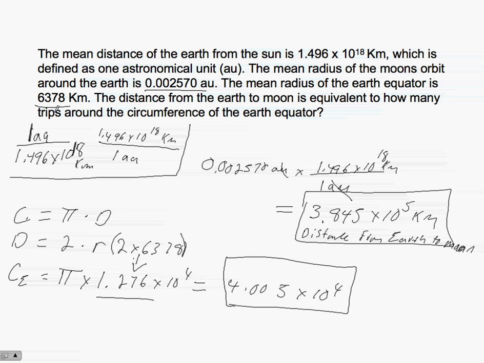So having done all that, the only thing that we have to do now is answer the last part of the question. It says the distance from the Earth to the Moon is equivalent to how many trips around the circumference of the Earth. So we know the circumference of the Earth, which is 4.005 times 10 to the 4, and we know the distance from the Earth to the Moon. So we just have to set up a ratio: the distance to the moon divided by the circumference of Earth.